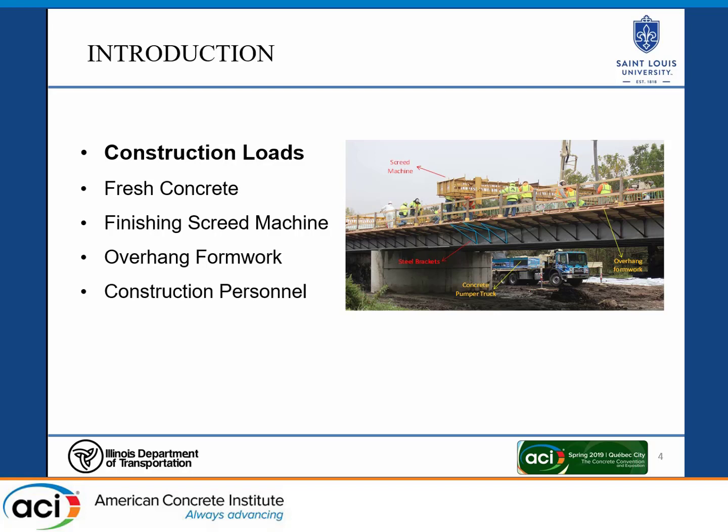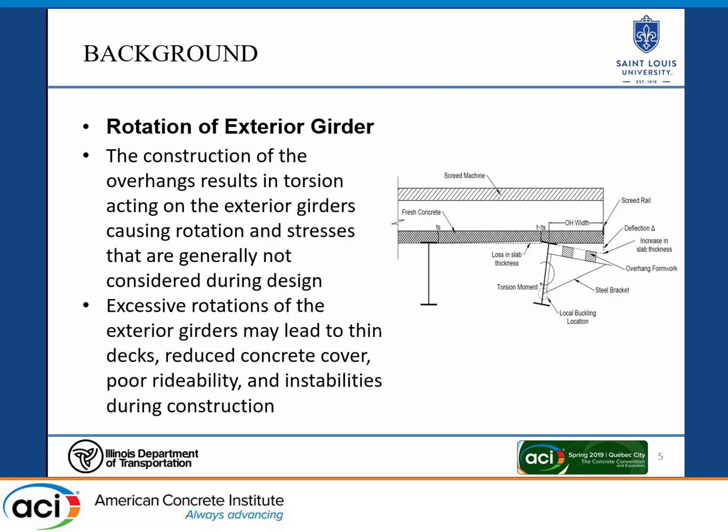And then there's the overhang formwork and construction personnel. However, they don't significantly contribute to the entire loading compared to the load of the concrete and the load of the SCREED machine. When you have the SCREED machine on these rails that are extended out on the formwork that are attached to the exterior girders, it causes torsion to occur, and it causes a moment, which causes these exterior girders to rotate outward from the bridge. And if it's excessive enough, it can cause a couple of issues such as a thin deck, lower concrete cover, poor rideability, and other things.